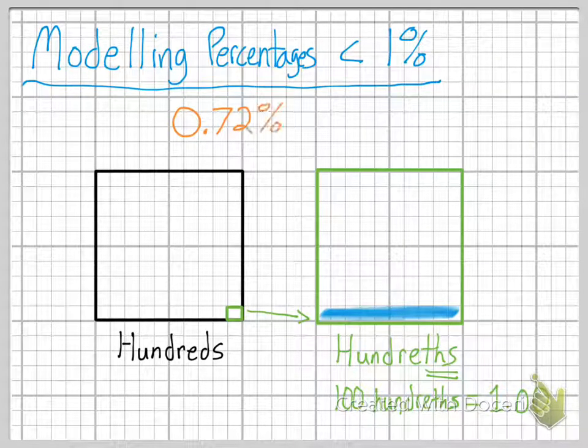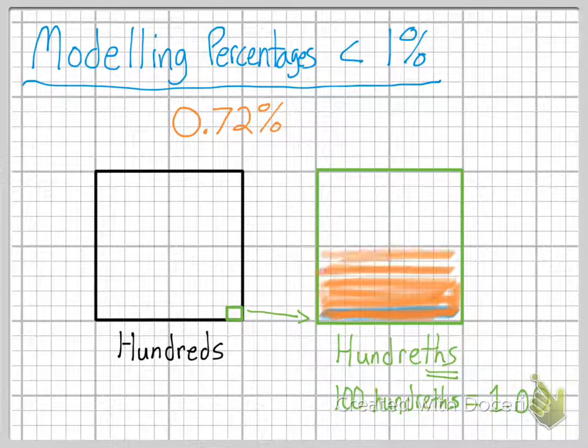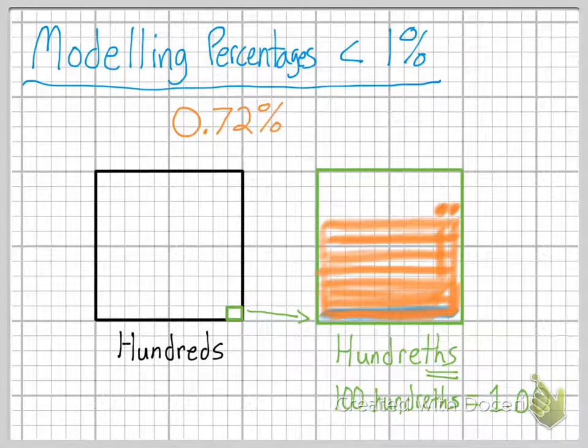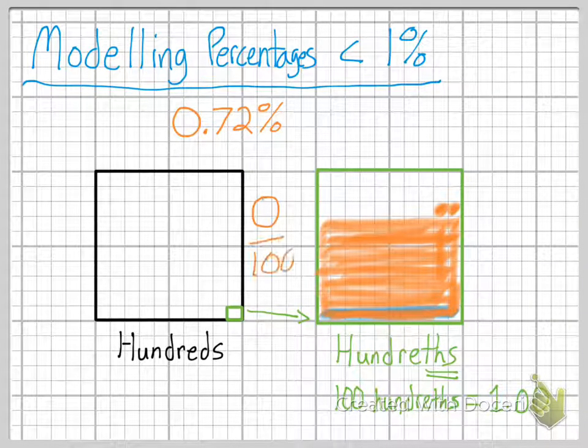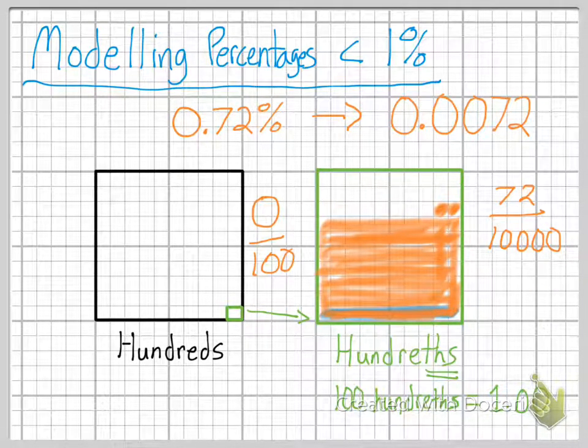Now let's look at 0.72%. Again, this is still less than 1%, so we have to show it in our hundredths chart. So I'm going to highlight 7 total squares, or groups of 10, for my 0.70%, and 2 individual squares for the 0.02%. If I add those two together, I have 0.72%, or 72 over 10,000 is my equivalent fraction. And our decimal here is 0.0072.